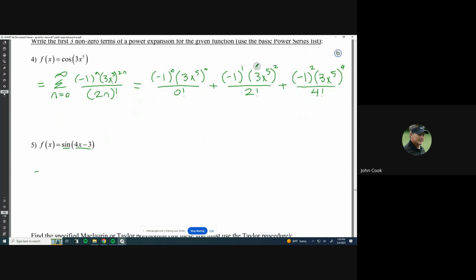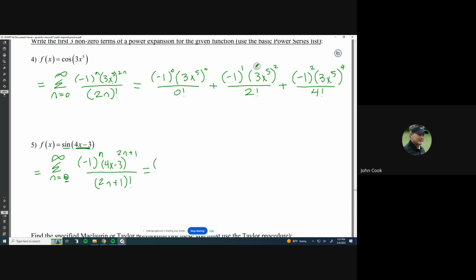Okay, and then same thing for sine. So I use the sine pattern now, n equals 0 to infinity. That sine pattern looks like this: negative 1 to the power of n, and then x to the power of 2n plus 1 over 2n plus 1 factorial. And our x value, our input, is just going to be 4x minus 3. Again, they just want the first three terms, so we can just plug in 0, 1, and 2.